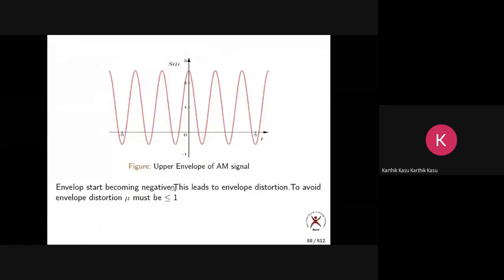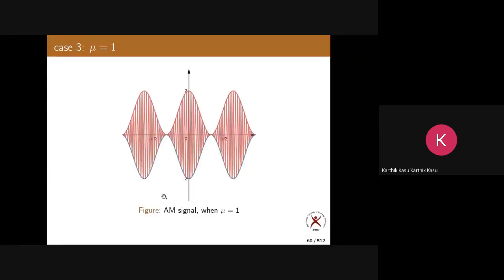Now let us go to the third case. In the first case, we have seen mu is less than 1. In the second case, we have seen mu is more than 1. The third case is mu equal to exactly 1. Then what happens? This is the waveform you get. This is an AM signal. Now what is the difference here? Can you tell me how it is different from the remaining two cases?